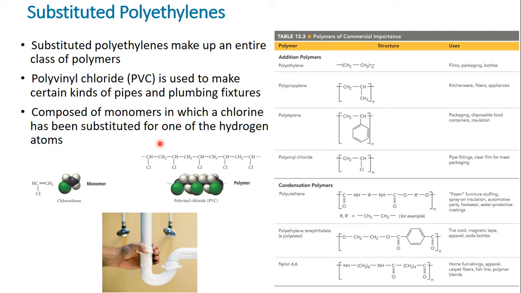Now, we have a lot of different types of substituents here. So here's your polystyrene that will make your packaging container and your disposable food containers. Polypropylene, kitchenware, fibers, polyurethane, if you have ever heard about that. Here's nylon. So they're all just different types of monomers that we can link together to form polymers.